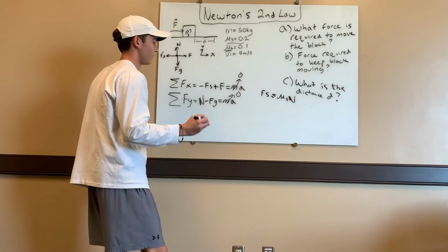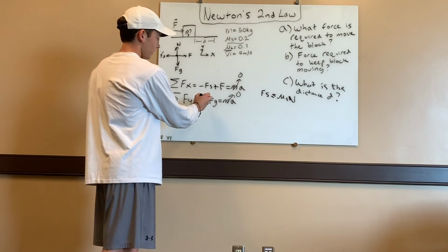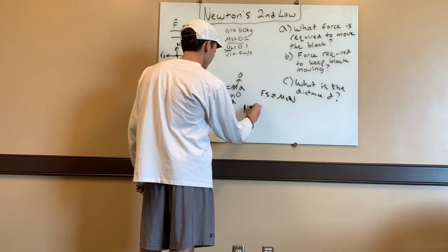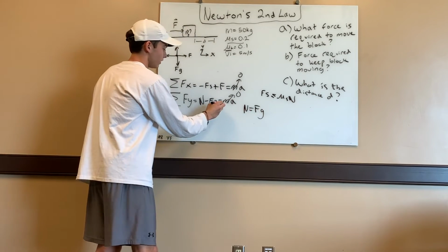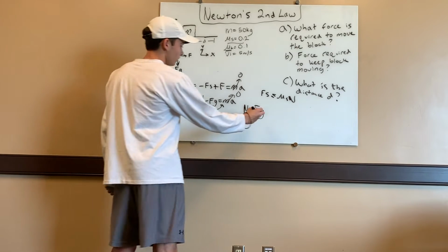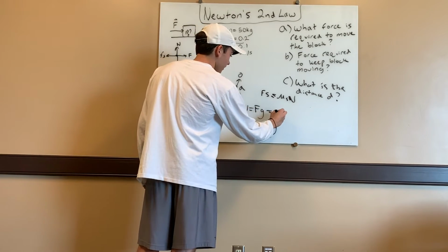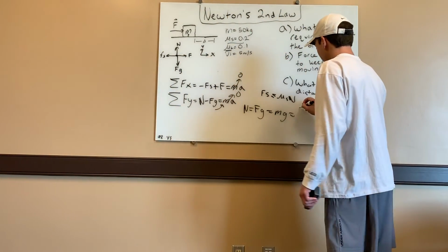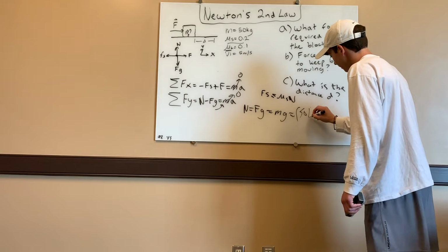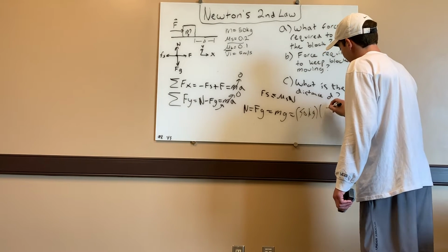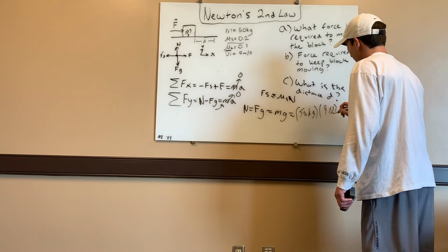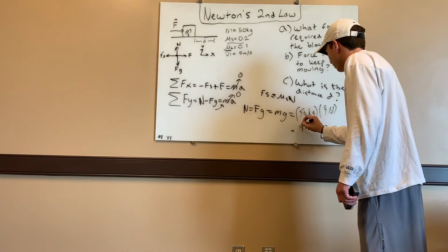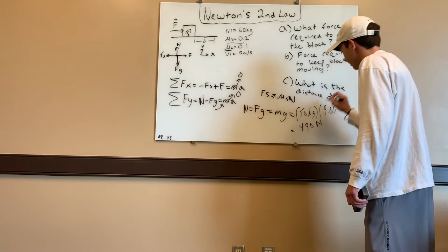So how can we solve for Fs? We have our sum of forces in the y, N equals Fg. All I did was bring over the Fg. We know that Fg is just mass times the gravitational constant. So our normal force is 50 kilograms times 9.81 meters per second squared, and this equals 490 newtons.